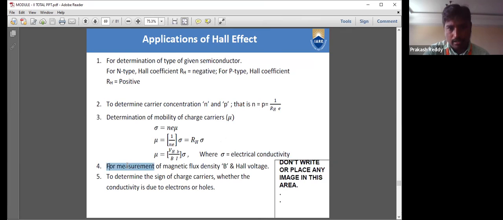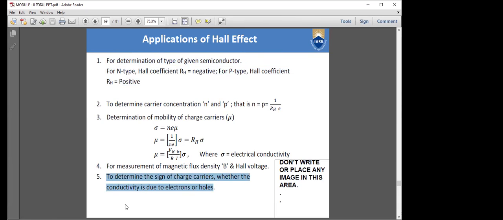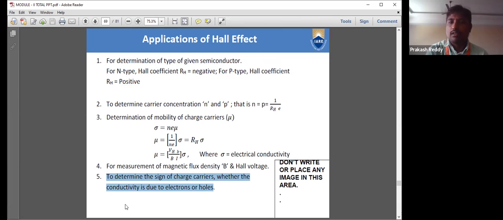For measurement of magnetic flux density B also, we can use this Hall effect. And finally, to determine the sign of charge carriers, whether the conductivity is due to electrons or holes. The first application and the fifth application are similar. We can determine easily by getting the sign of RH, negative or positive. These are some applications of the Hall effect.